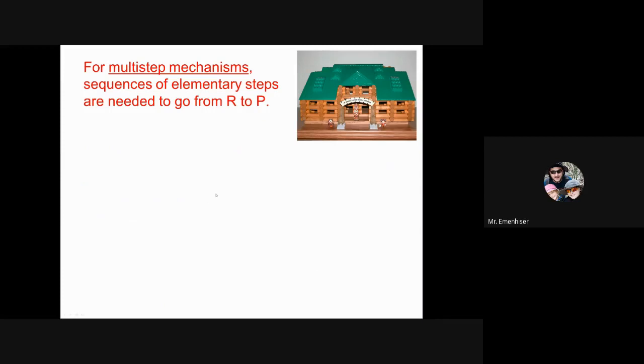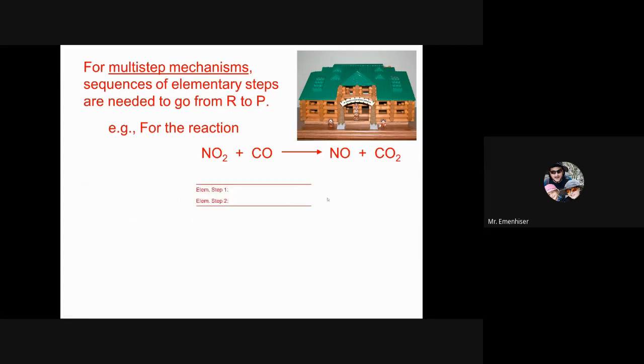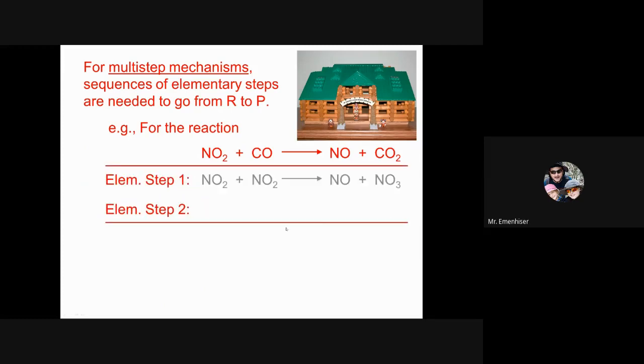For multi-step mechanisms, sequences of elementary steps are needed to go from the reactants to the products. Okay, so here's our reaction. Nitrogen dioxide plus CO will make nitrogen monoxide and CO2. So let's look at the elementary steps for exactly how this reaction happens. Which molecules need to collide with which ones in order for this to work? Okay, so there's 2 elementary steps. We can take 2 of these guys. They can react together to form this and this. And then step number 2, we can have NO3 plus this to make these. So each of these is a step.